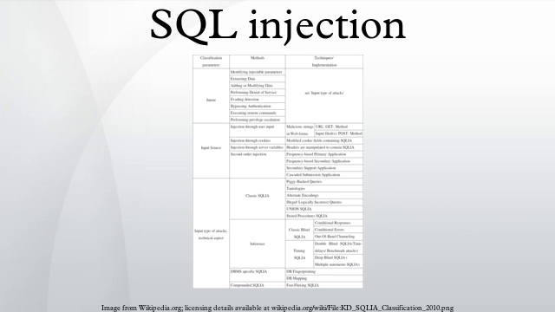Enforcement at the coding level, using object-relational mapping libraries, avoids the need to write SQL code. The ORM library in effect will generate parameterized SQL statements from object-oriented code.